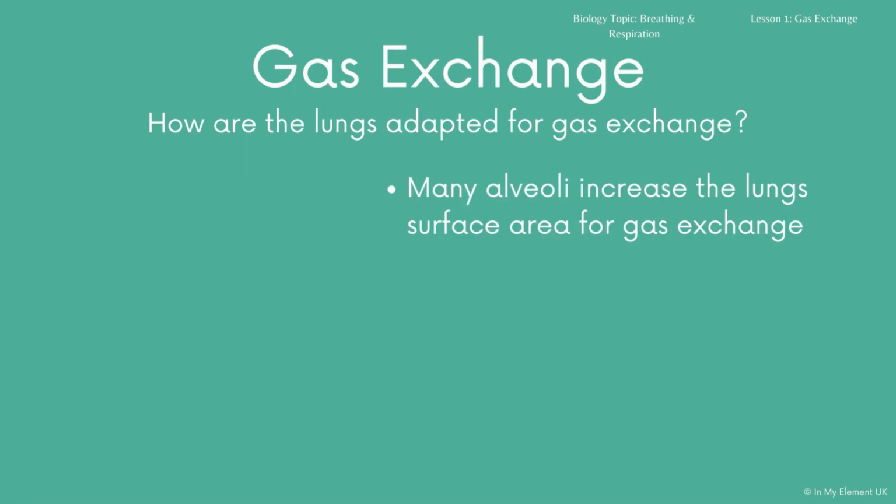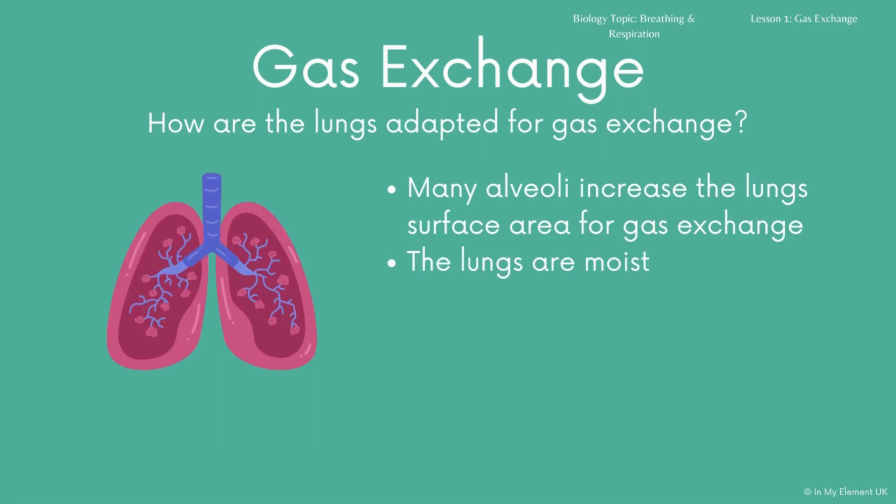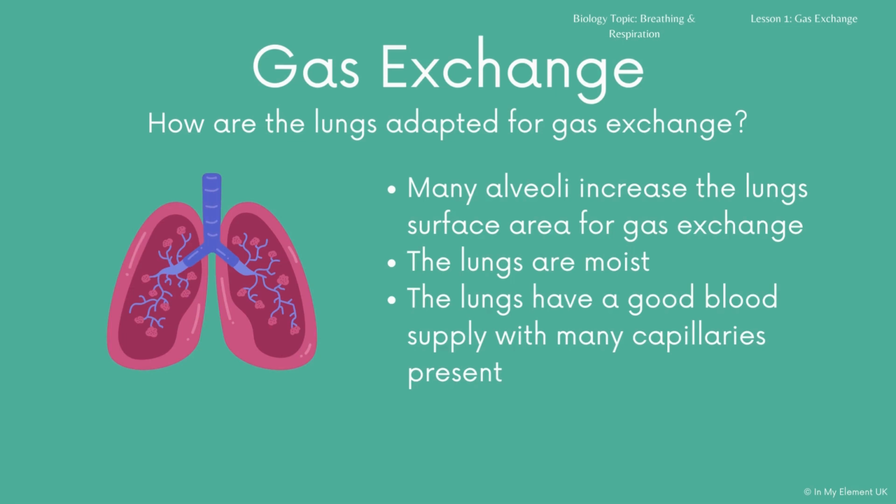Now, your lungs have to be adapted for this gas exchange. Okay, so many alveoli are there to increase the surface area for gas exchange. That means that there's loads of space for this gas exchange to happen, loads of area. The lungs are moist, okay? These moist lungs enable the gas exchange to take place easily, and it means the alveoli don't become damaged. So the lungs also have a good blood supply, lots and lots of capillaries. They're one cell thick, so it's easy for the diffusion to happen across and the gas exchange to take place. So those are the adaptations, okay? That shows you how they're adapted to enable the gas exchange.